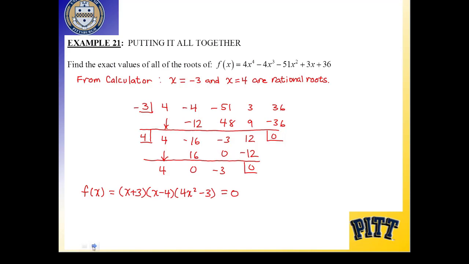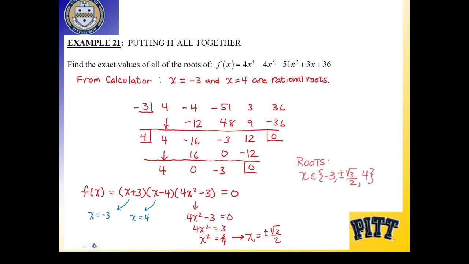So either x plus 3 is going to equal 0, which means x equals -3, which we already knew is one of our answers. If x minus 4 equals 0, then x equals 4 is one of our answers, which we already had. Or 4x squared minus 3 would equal 0, which means I would take that equation, add 3 to both sides, divide both sides by 4, and then take the square root, giving me x equals plus or minus the square root of 3 over 2. When I take the square root of a fraction, I can take the square root of the numerator and denominator separately, and therefore there are my answers. I have -3, negative square root of 3 over 2, positive square root of 3 over 2, and 4. Those are my answers.